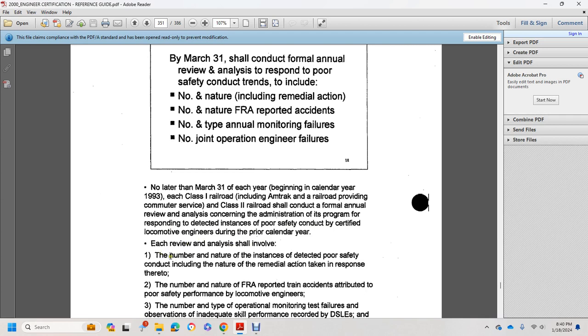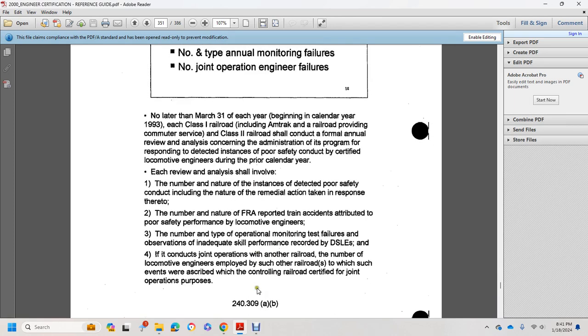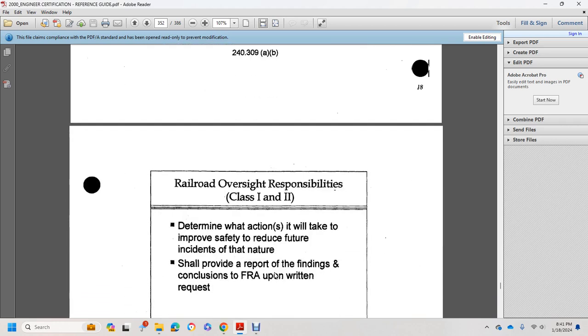Each review and analysis shall involve the number and nature of the incidents of detected poor safety conduct, including the nature of the remedial action taken in response thereto, the number and nature of the FRA-reported train accidents attributed to poor safety performance of local engineers, and the number and type of operational monitoring and testing failures, with the observation and inadequate skill performance recorded by the designated supervisor of locomotive engineers, of the joint operation of the railroad. Also included are the numbers of locomotive engineers employed by other railroads at which such events occurred, whom the controlling railroad certified for joint operation purposes.